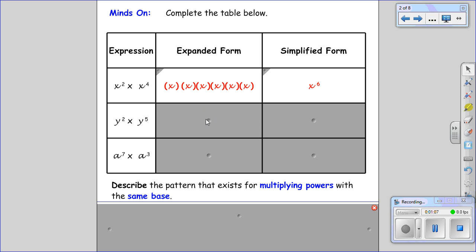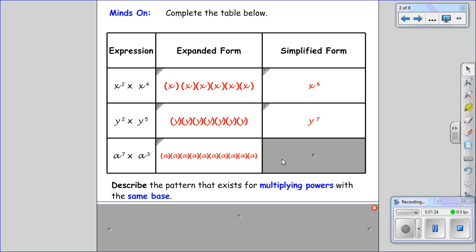Y squared times y to the 5. Again, it's y multiplied by itself twice, multiplied by y multiplied by itself 5 times, for a total of y being multiplied by itself 7 times, and that's why there's an exponent of 7. A to the 7 times a cubed would result in 10 a's multiplied together, and as a power, that would be a to the exponent 10.